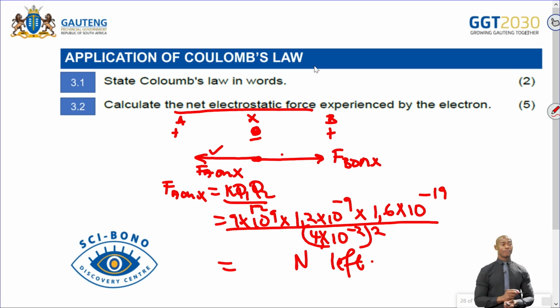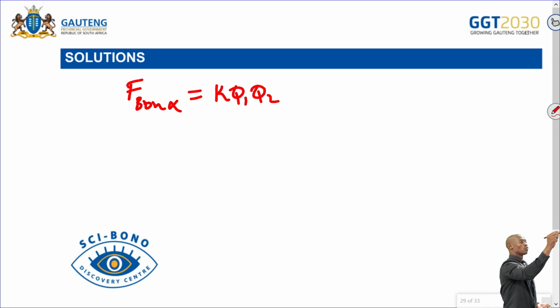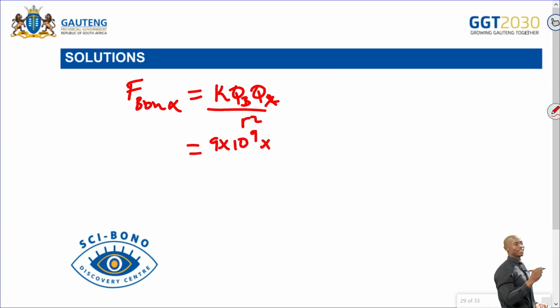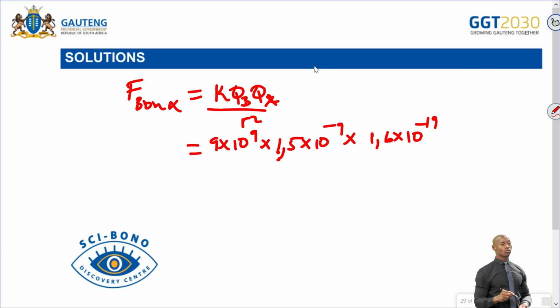Then let's focus on this one, F of B on X. k Q1 Q2 over r squared. 9 times 10 to the power 9. Then Q1, we can change that one to QB, and then this one will be X, ne? So QB is 1.5 times 10 to the power negative 9. The charge on X, an electron, 1.6, positive 1.6 times 10 to the power negative 19. So let's make sure when it comes to Q, Q must be positive and Q must be in coulombs, right?